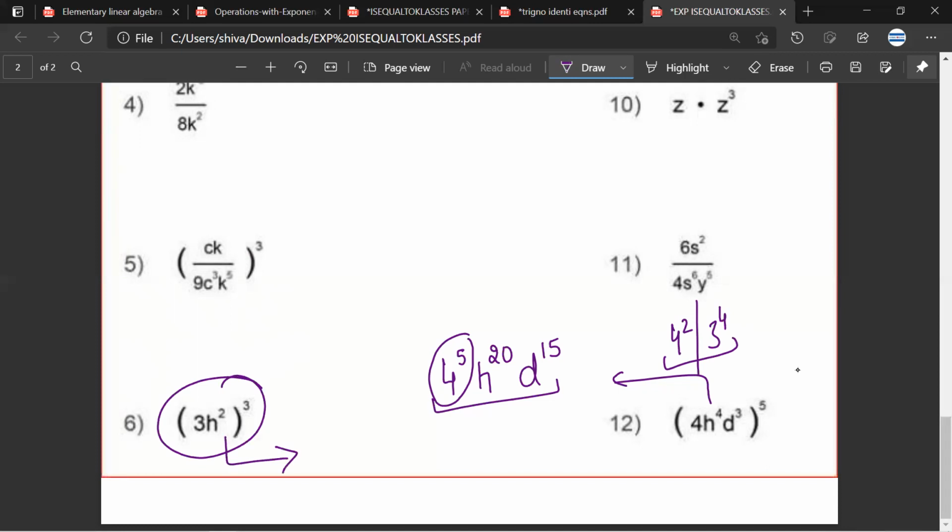Mr. Satya, 6th question. 3h raised to power 2 into 3. So the answer would be 3h raised to power 6. Sorry, 3 raised to power 1, h raised to power 6. Arey Dada, this 3 will get multiplied with this 3 also.